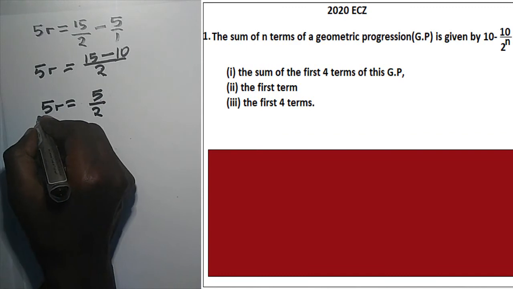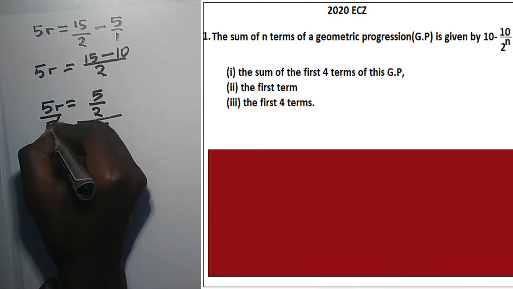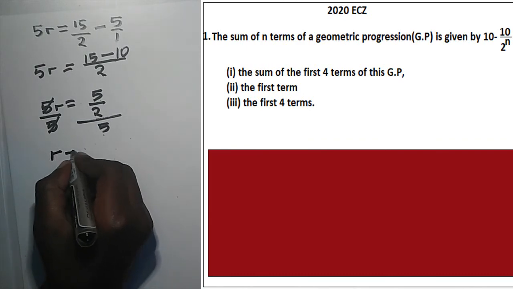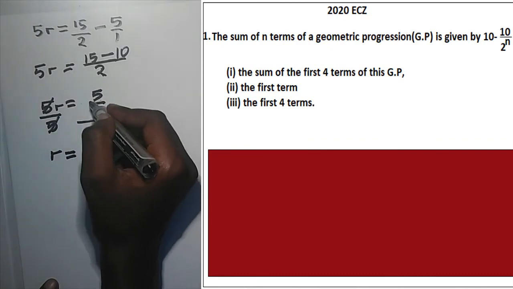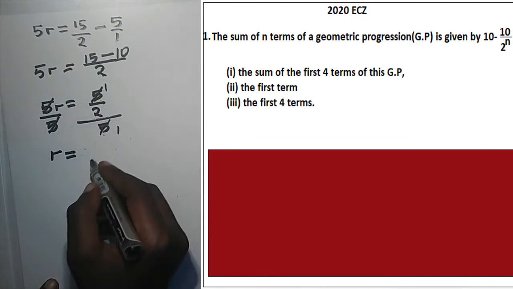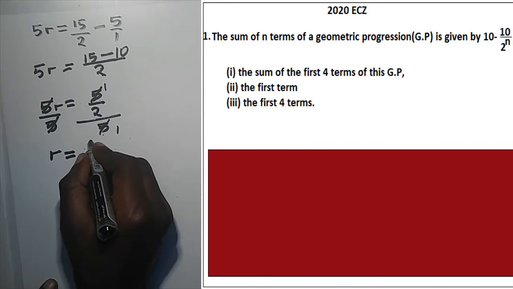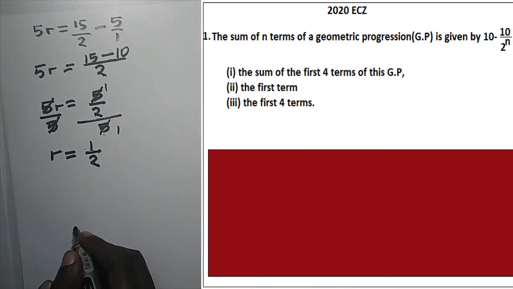And then we divide both sides by 5. And our r will be equal to, at this stage now we can cancel this 5 and that 5 there. 5 into 5 is 1, 5 into 5 there is 1. And our common ratio is going to be 1 over 2. So this is our common ratio. Now we are ready to find the first 4 terms.